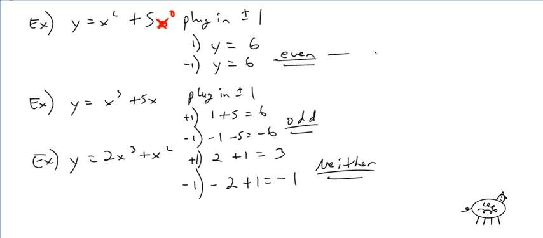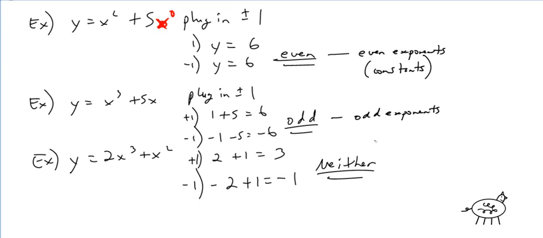So if it's even, all the terms have to have even exponents, which includes constants, because you get x to the 0, which is 1. Okay, and then if it's an odd function, they all have odd exponents. And then you can see the third example is neither, because you have an even and an odd exponent. And it kind of makes sense.